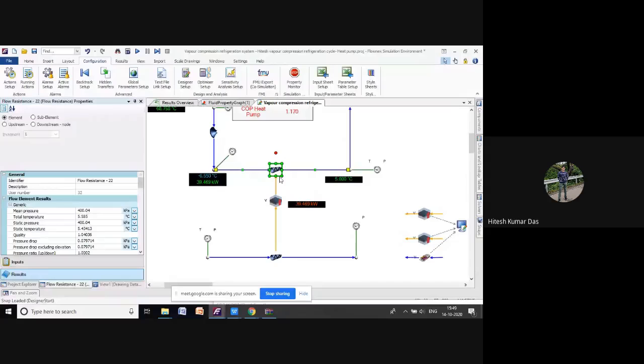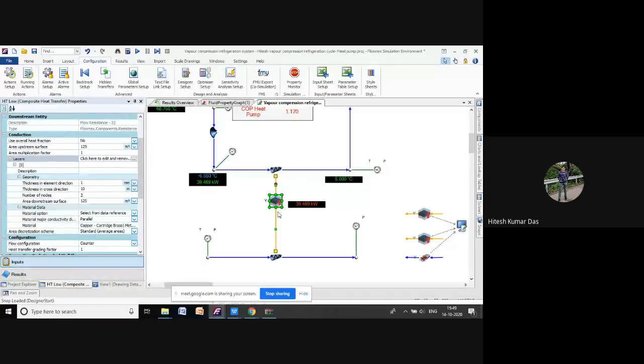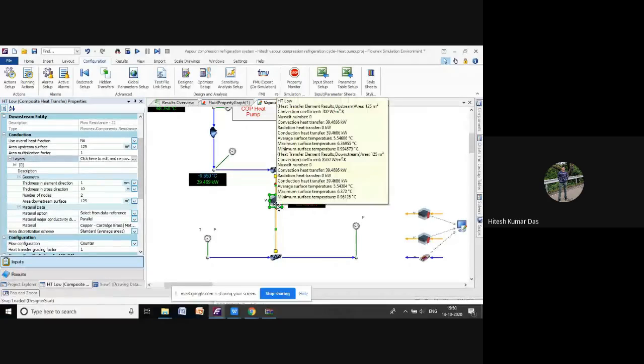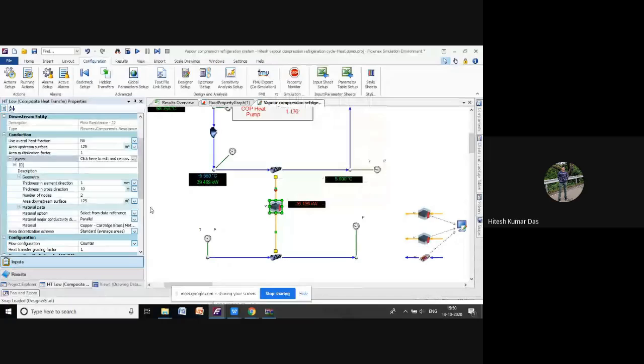For the flow phenomenon, we have used this flow resistance. This is the most convenient way to represent our heat transfer, as here you can assign both types of heat transfer. As I explained earlier, composite heat transfer. For that composite heat transfer, I have explained this layer part to you earlier. This is the element direction thickness, and this is the cross direction thickness, 10 meter.